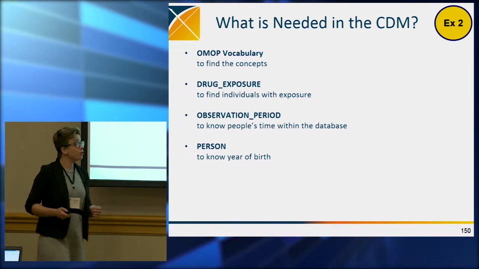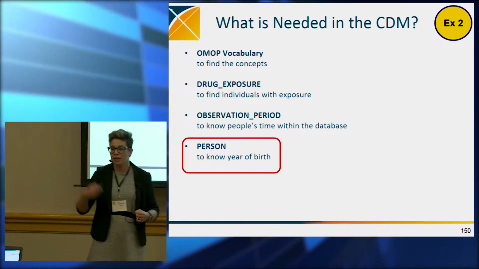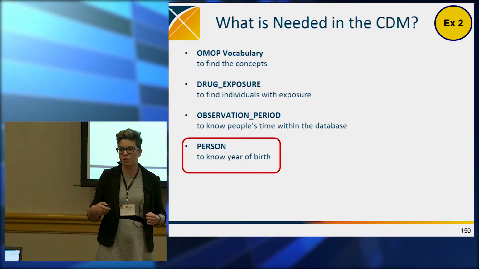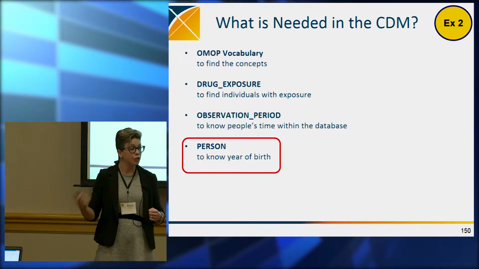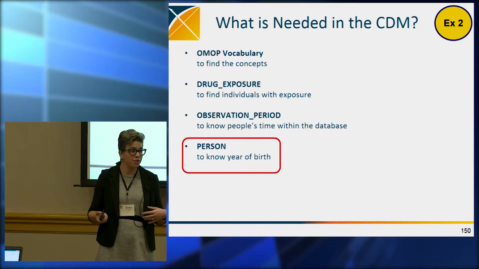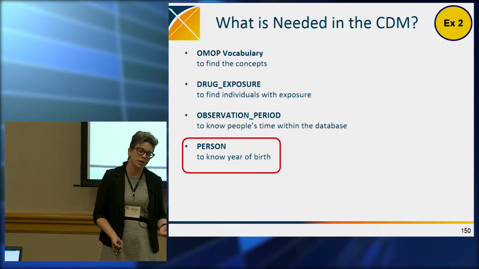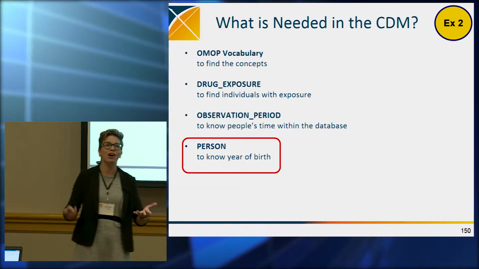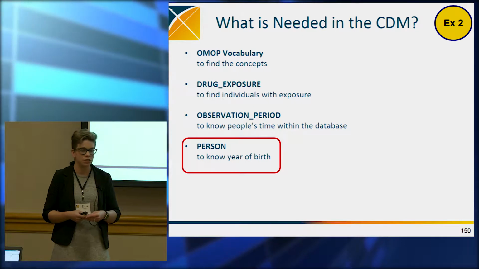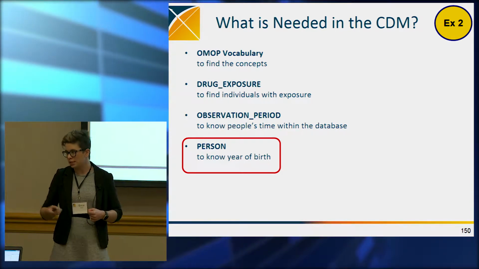In order to do that, we need to bring in another table. We need to bring in the person table, because the person table contains year of birth. It may have more. You may know the day of birth and the month of birth. But in most of our databases, we're lucky if we have at least the year of birth. And so that's usually how we calculate age: the year of the event minus the year of birth.